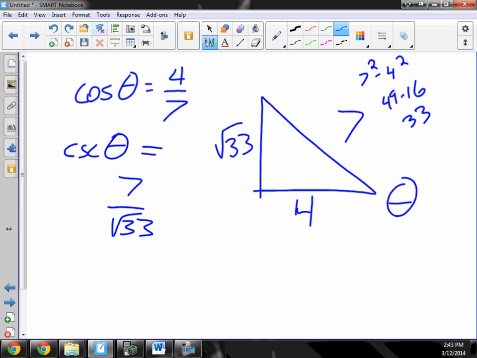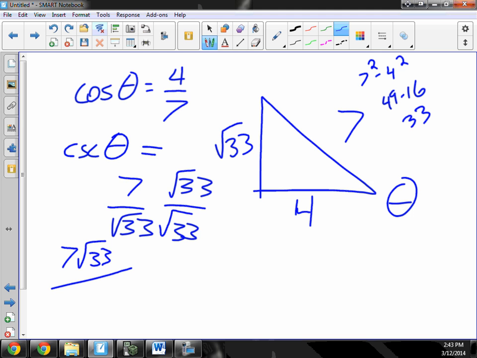I can't leave it in that form. So I multiply by root 33 over root 33. This one ends up being a lot easier. 7 root 33 over 33. And 33 is 3 times 11. Both of those are prime. So there's no way to simplify that.